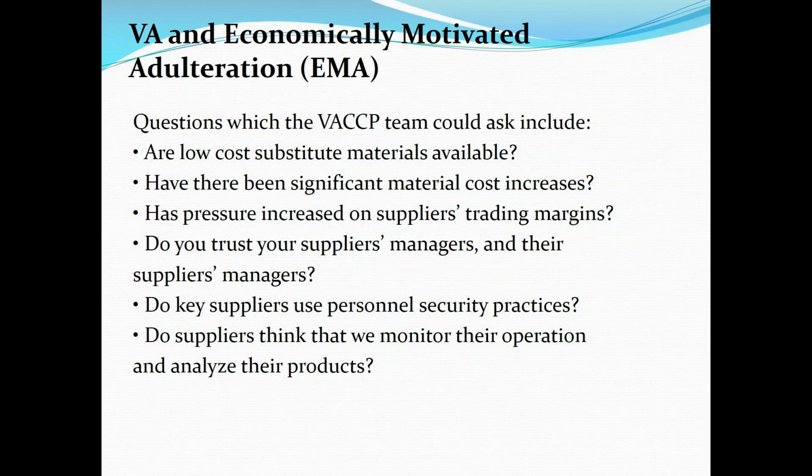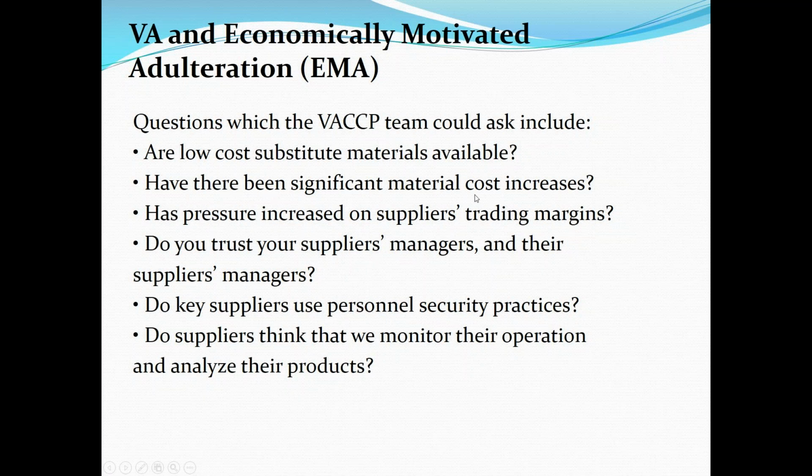And basically, this is substitution. So if you're in the VACCP team, you will be asking these questions. Are low-cost substitute materials available? Are there any low-cost materials available for this particular ingredient?